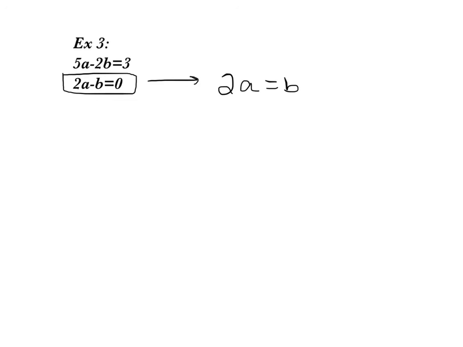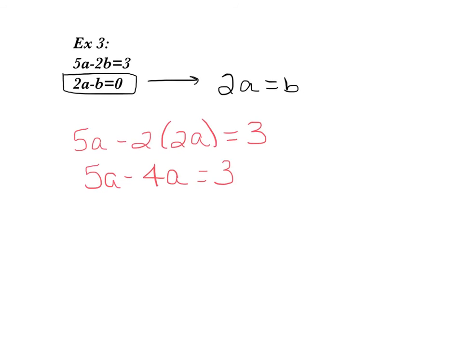So I'll rewrite my equation. 5a minus 2 times 2a is going to equal 3. So 5a minus 2 times 2, that gives me 4a, equals 3. And 5a minus 4a gives me just 1a left, or a. So a is equal to 3.